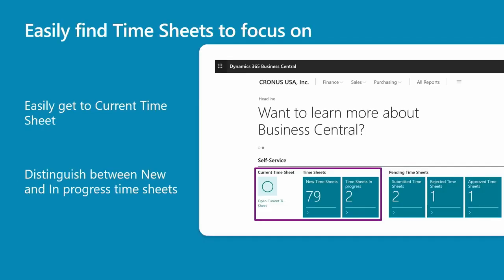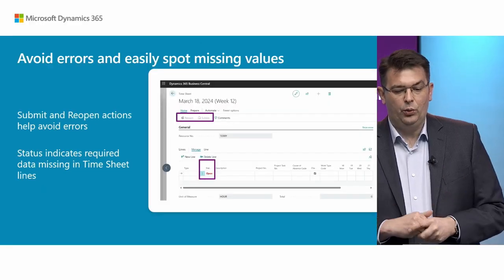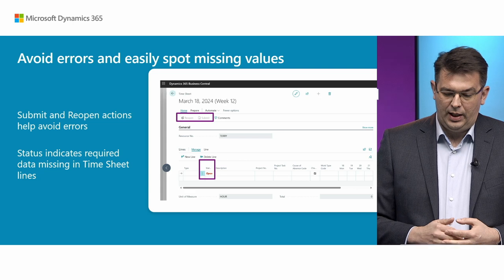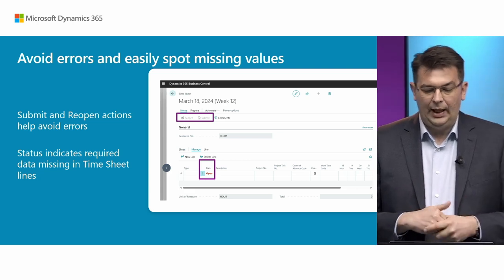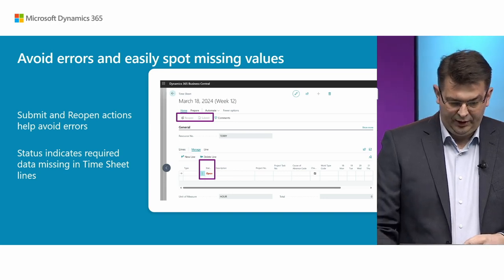What you can see is there's a new tile with the name New Timesheets, which contains all the timesheets where you don't have any lines entered, that you haven't started working on yet. To avoid errors and easily spot missing values, we've made submit and reopen actions context aware, so that you don't get in situations where errors are thrown where they shouldn't be. The status column on the timesheet lines now has conditional formatting. It's going to be red and italic if there is some required data that is missing before the timesheet can be submitted.